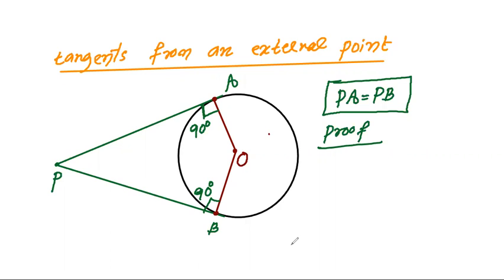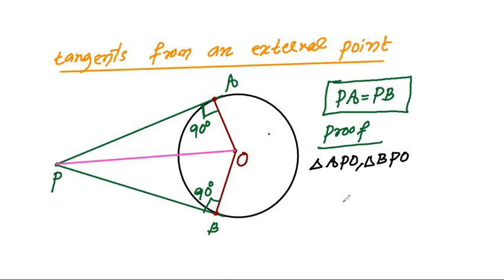So simply I can write angle A is equal to 90 degree, angle B is equal to 90 degree. The reason is nothing but the angle between tangent and the radius through its point of contact will be equal to 90 degree. In order to prove this PA is equal to PB, for the next case, let me join PO. So after joining PO, you can see that there are two triangles, triangle APO and triangle BPO.